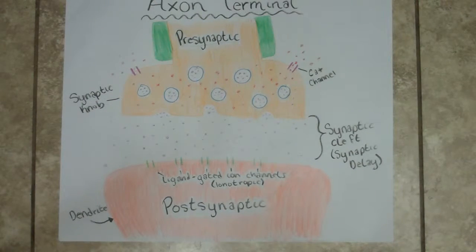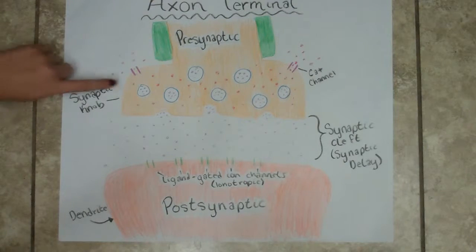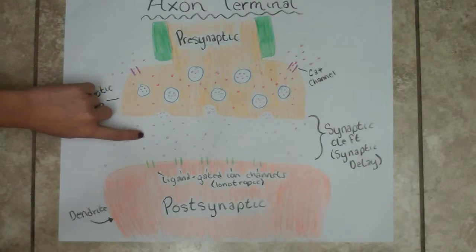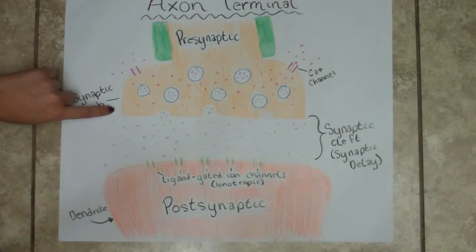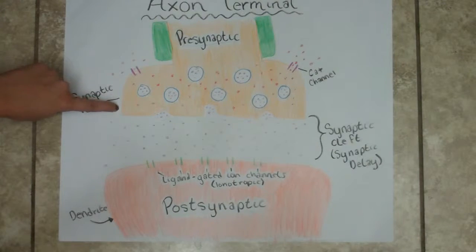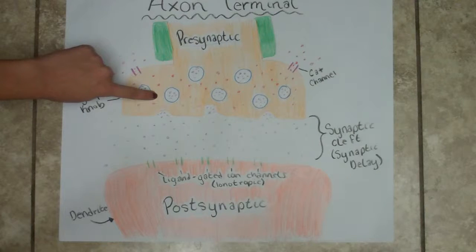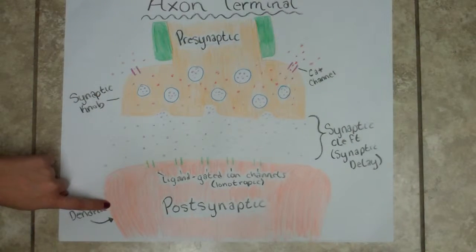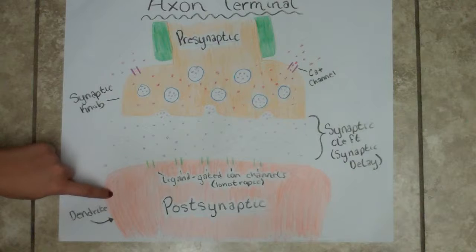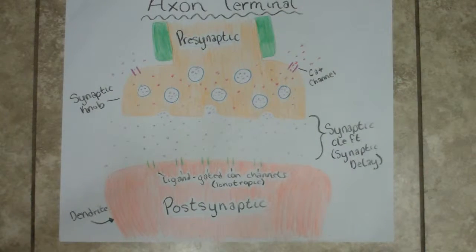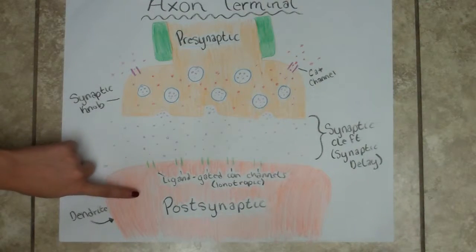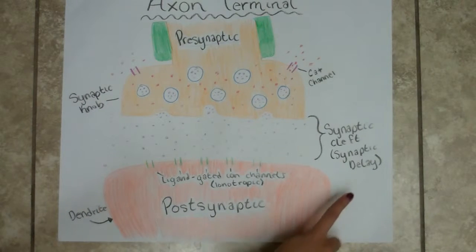Once they are inside, they trigger exocytosis of the vesicles and release all the neurotransmitters into the synaptic cleft, which is a space in between the axon terminal of the presynaptic neuron, which is the one delivering the neurotransmitter, and the postsynaptic neuron, which is the dendrite of the neuron receiving the neurotransmitter. The amount of time it takes an impulse to go from the presynaptic knob to the postsynaptic knob is called the synaptic delay.